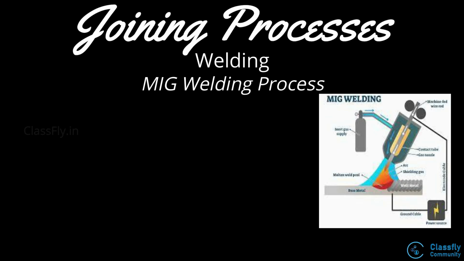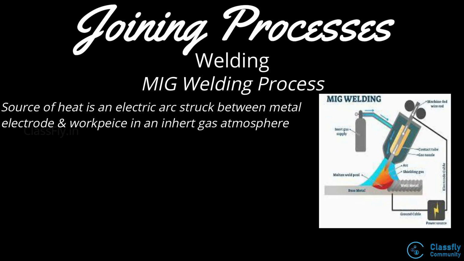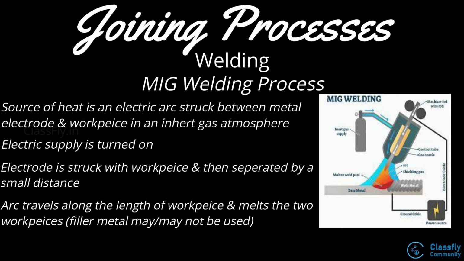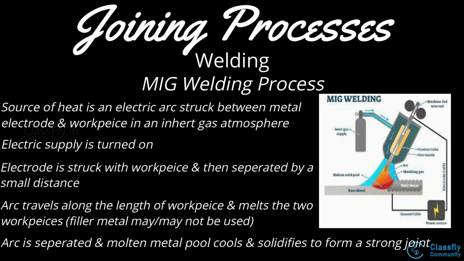Then we studied about the MIG welding, or the metal inert gas welding. This is a welding process in which the workpieces are joined by the heat obtained from the electric arc, which is struck by a bare consumable electrode and a workpiece in an inert gas atmosphere. Here, a metal will be used as an electrode.